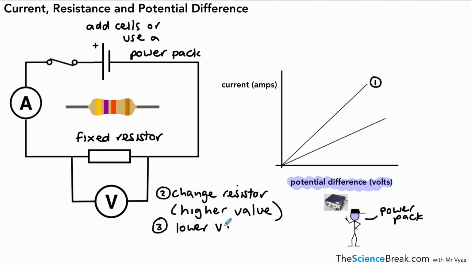We could then have another go. We could lower the value of our resistance. So again, keep it fixed, but have a lower value. The graph would rise, but it would rise more steeply like that. It's probably worth numbering those so we know which one we're talking about.